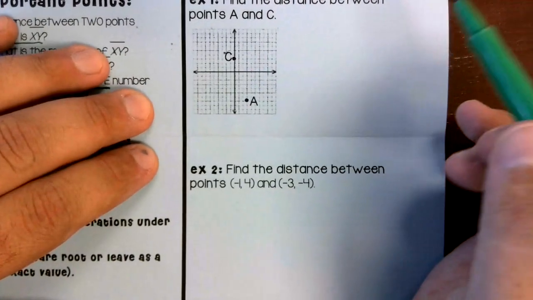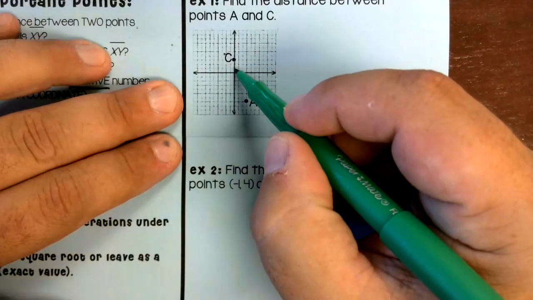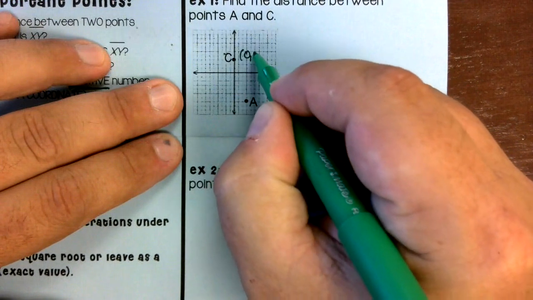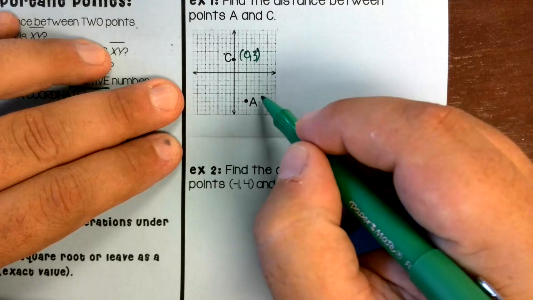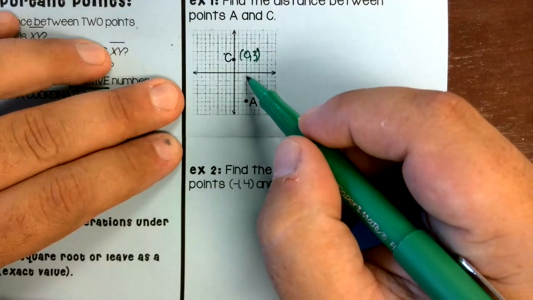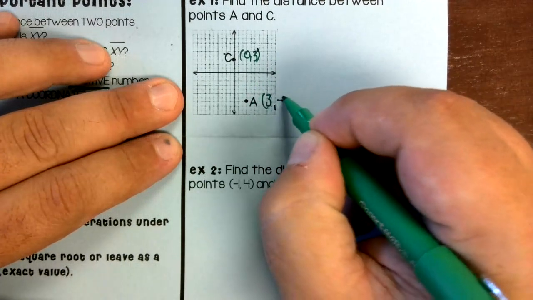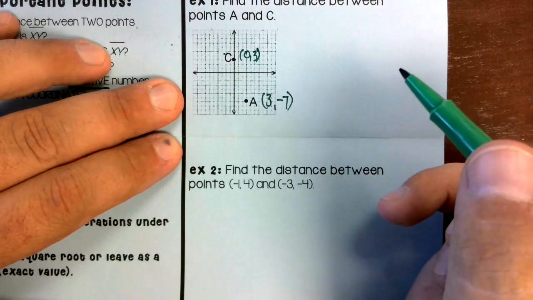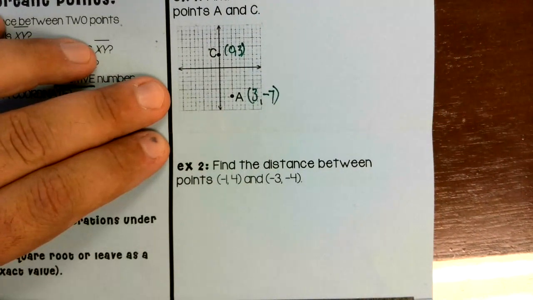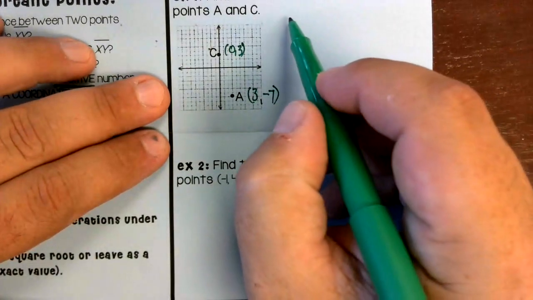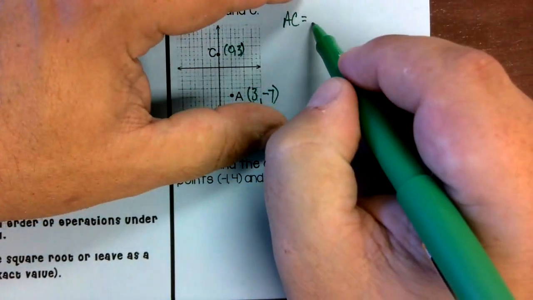Got a couple of points here, A and C. I'm going to look at C. I know that is 0, 3. So I'm just going to label that as 0, 3. I have A. I know that is over 3, down 7. So that's a negative 7. And those are my 2 points. And with those, I can find the distance. I use the distance formula.